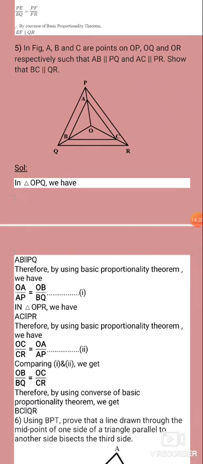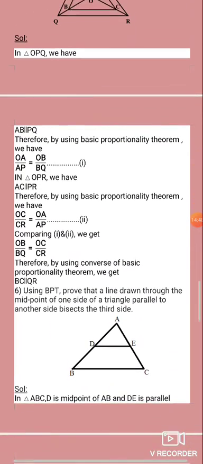Now therefore, by using the converse, we can write what? Since OB by BQ is equal to OC by CR, we can conclude what? BC parallel to QR.